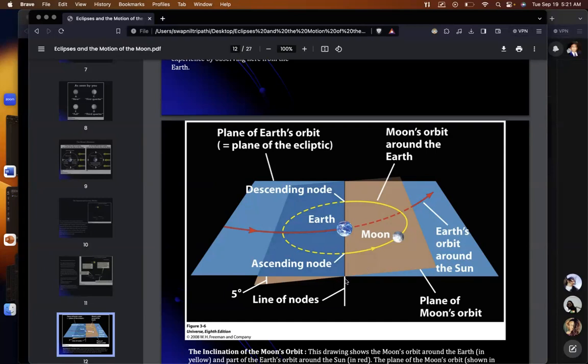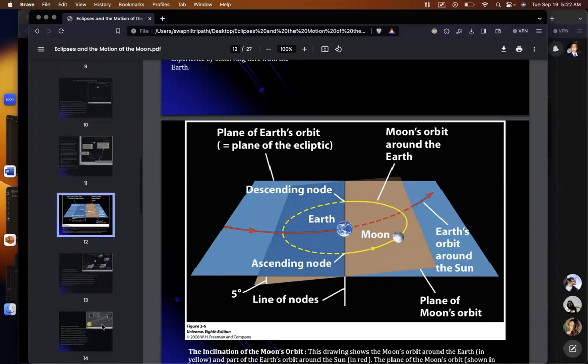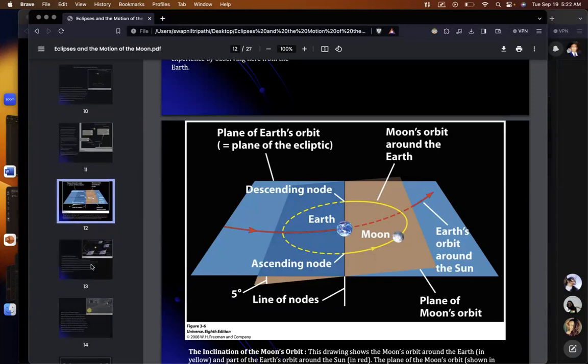But there is a line of intersection between these two planes, and that line of intersections is called line of nodes. And there's the ascending node and the descending node. And when the moon is going through here, and that means it is in the ecliptic plane of the Earth, that's when, if that aligns with a new moon or a full moon, that causes an eclipse. And that is the reason this plane of the Earth's orbit is called ecliptic plane. So this kind of alignment only happens a very few times in the whole year.